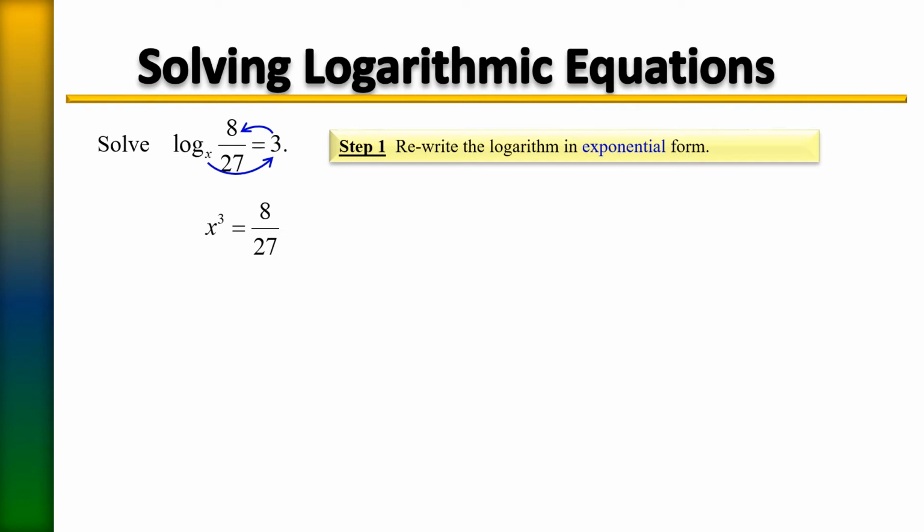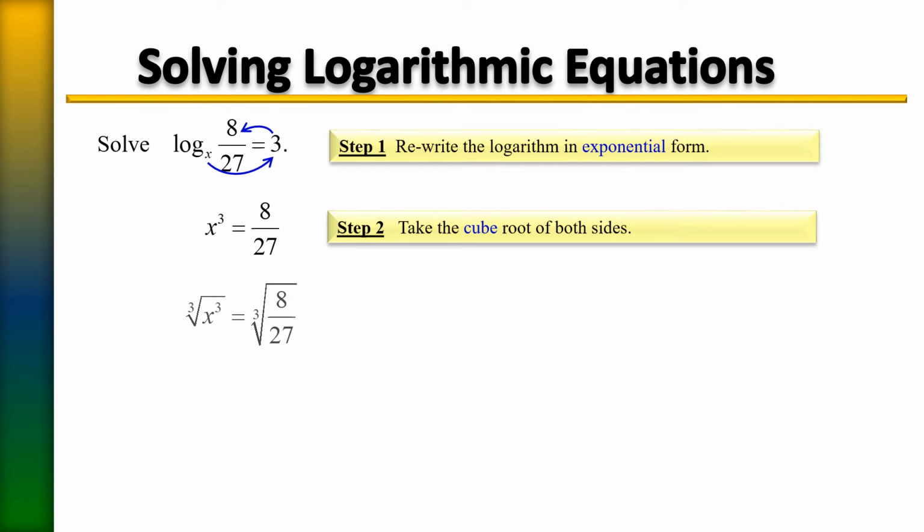The next step to solving this equation, I want to solve for x. And right now, x is cubed. So the opposite of cubing is to find the cube root. So in order to solve for x, I'm going to have to find the cube root of that left side. Now you know the rules for equations. Whatever you do to one side, you must do to the other. So I'm going to have to find the cube root of both sides.